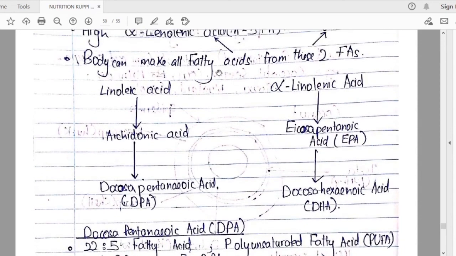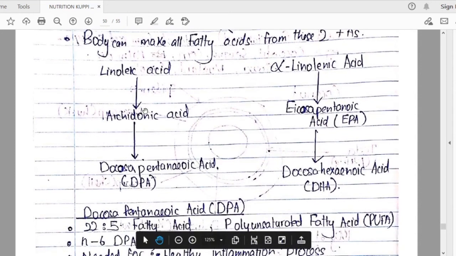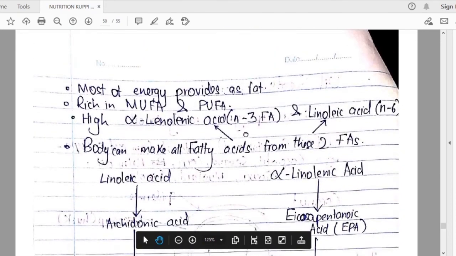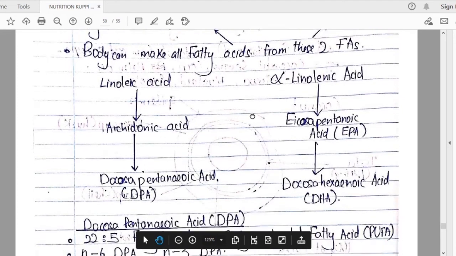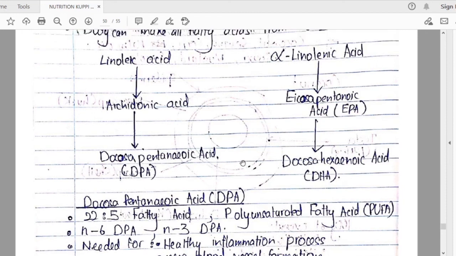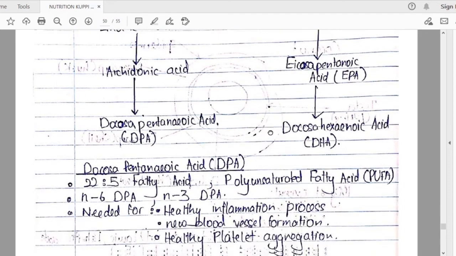The body can make all fatty acids from these two fatty acids, so we call them essential fatty acids, and we must get them from the diet. Oil seeds are very rich in these essential fatty acids. Linoleic acid is rich in arachidonic acid, which converts to docosapentaenoic acid or DPA. Alpha linolenic acid converts to icosapentaenoic acid, EPA, which then converts to DHA.